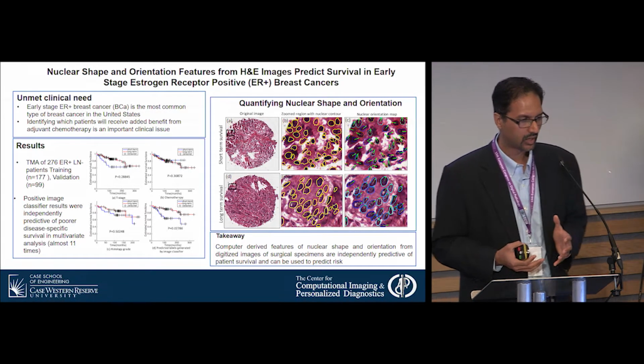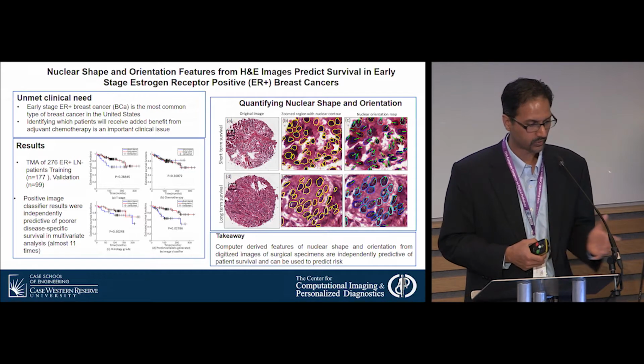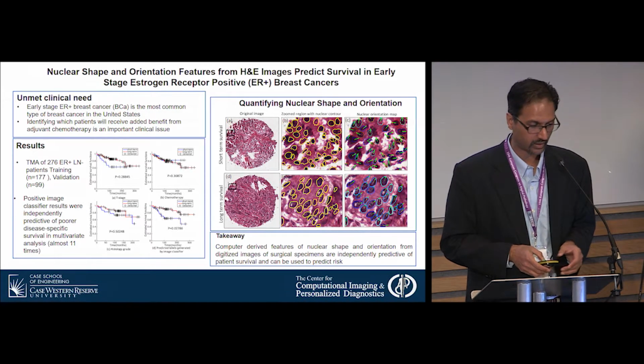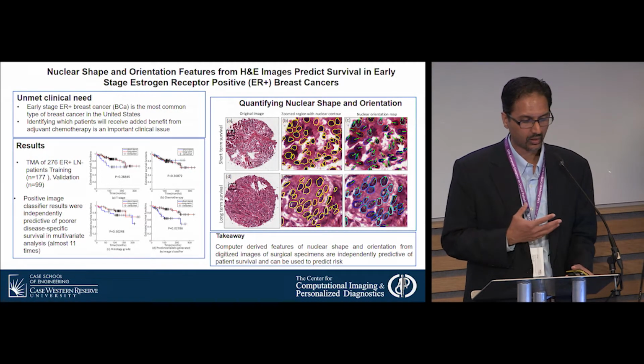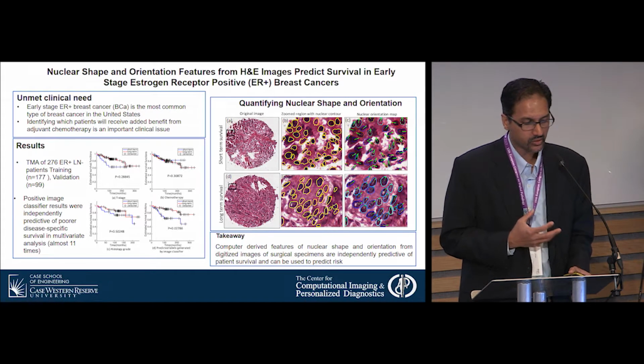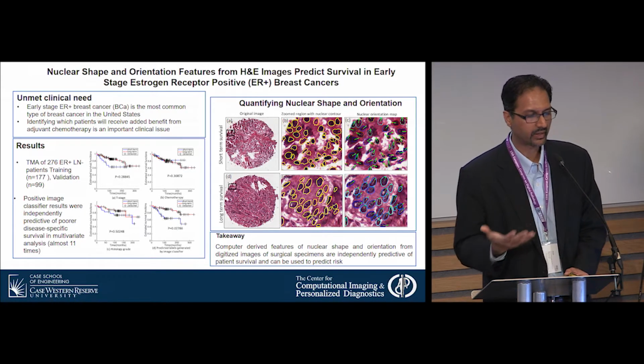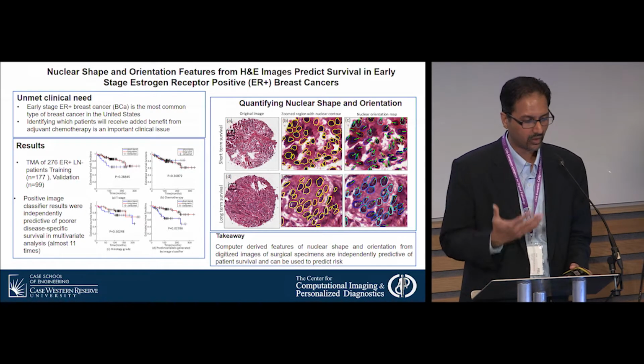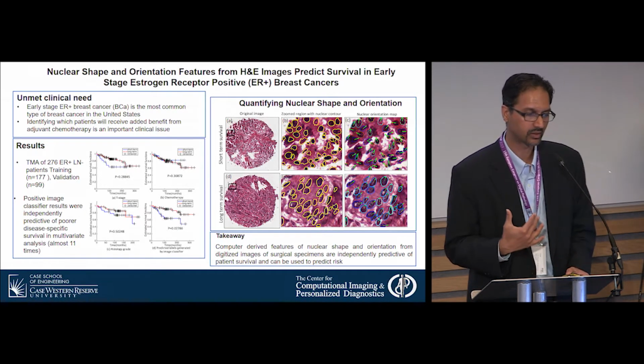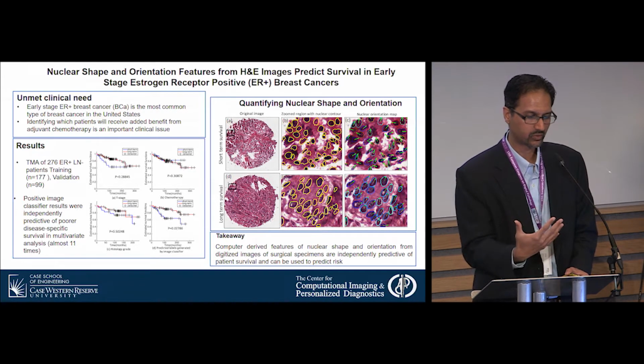This is work from Dr. Lu Chung in our group. This was published in Lab Investigation a few months ago, where Chung essentially showed that looking just at the shape of individual nuclei and the orientation of individual nuclei, again, we could create prognostic predictors or prognostic classifiers that could distinguish short-term survivors from long-term survivors.